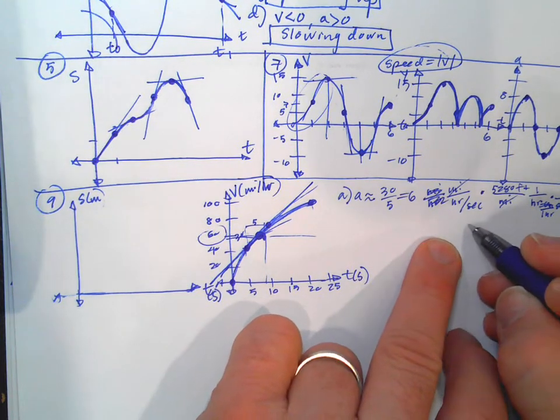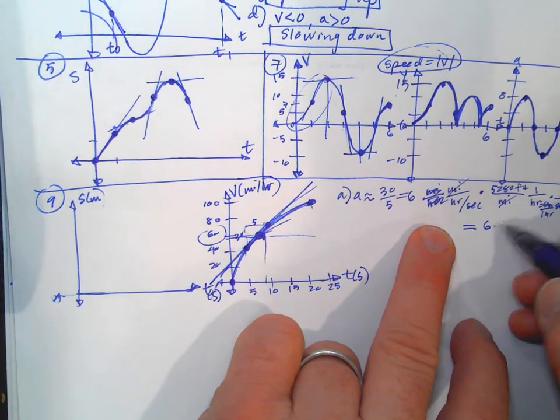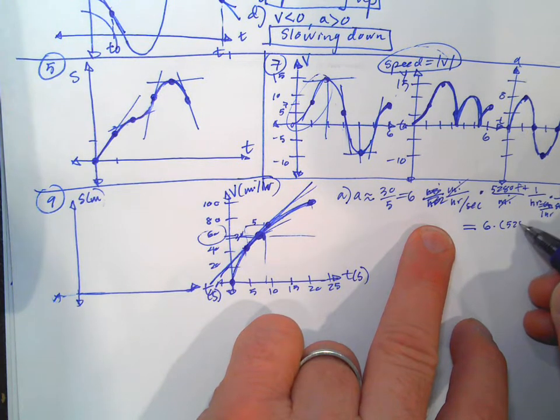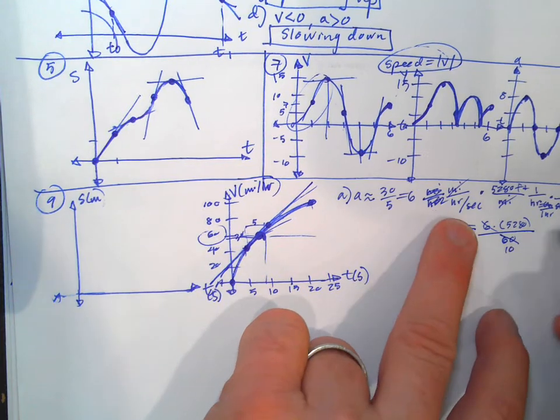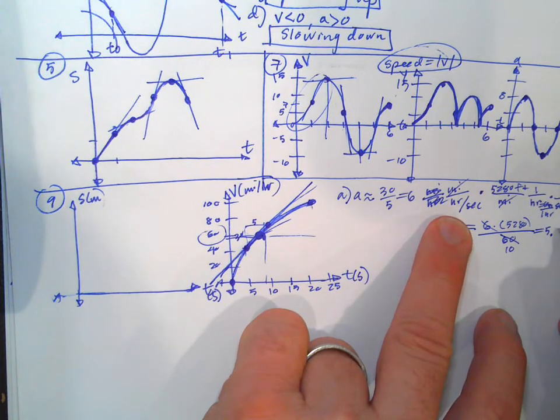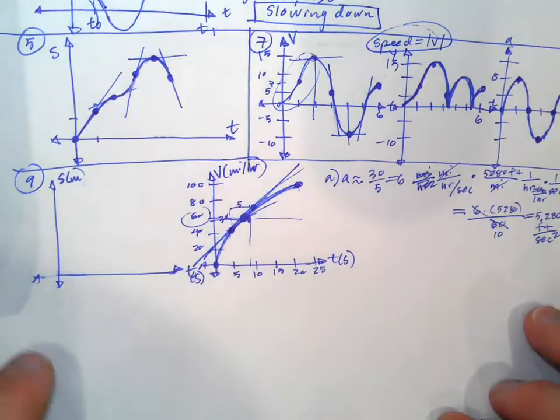So it's going to be 6 times 5280 over 60, which would be something like 5,280 feet per second squared. Something close to that. But that's the work.